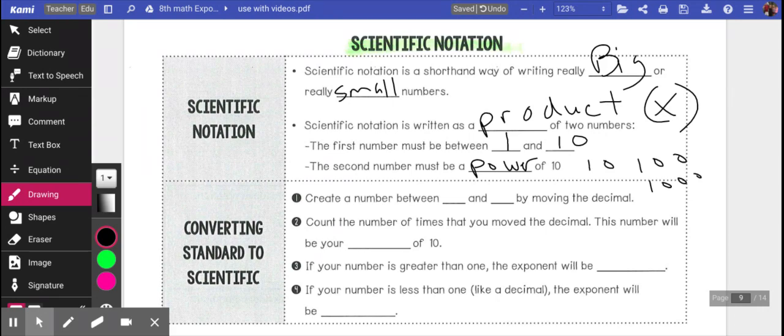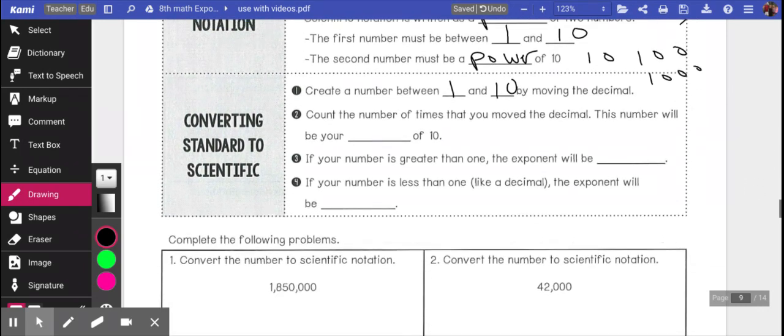When we convert from standard form, which is just a regular number, a really, really big number or a really, really small number like a decimal point with a bunch of zeros, to scientific notation, first we create a number between 1 and 10 by moving the decimal. This will make sense when we do it. We'll do it with number 1 down here. We have 1,850,000. That's not really a large number, but it is. We're going to move the decimal, because we know the decimal's at the end, so that the number is between 1 and 10.